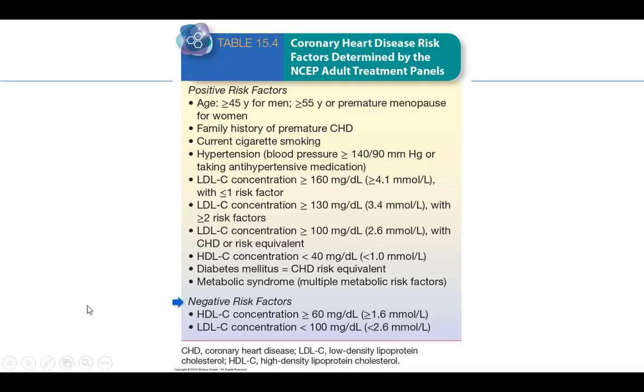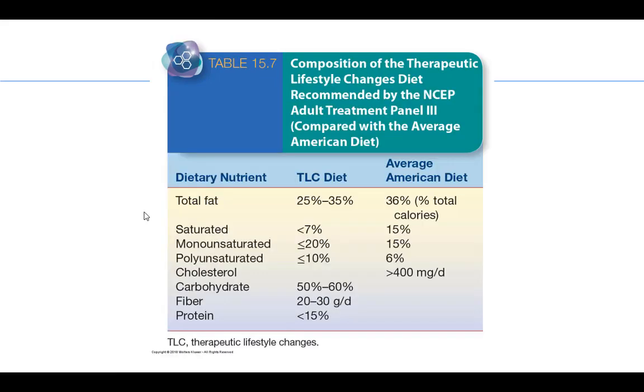Now, these are the negative risk factors. If somebody has high HDL cholesterol, you see, more than 60 or more than 1.6, this is good news. If somebody has less than 100 milligram or 2.6 millimoles of LDL cholesterol, this is good news. All right? Make sense? Yeah.